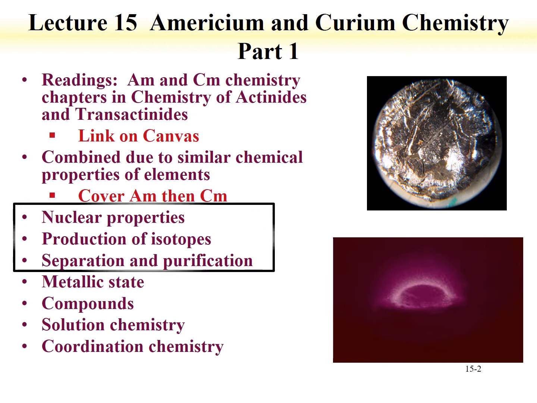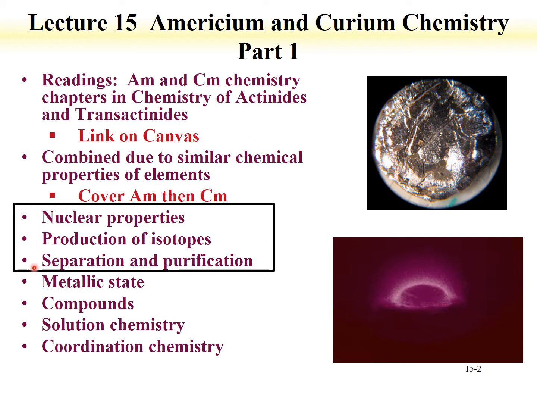So in the first part of the lecture on Americium and Curium, we're going to describe the nuclear properties of americium. We'll talk about the production of the isotopes, and the use of americium. It's primarily used in smoke detectors as an alpha source for helping determine whether or not there are smoke particles. We'll describe how that actually operates in another lecture. And then we'll talk about the separation and purification.